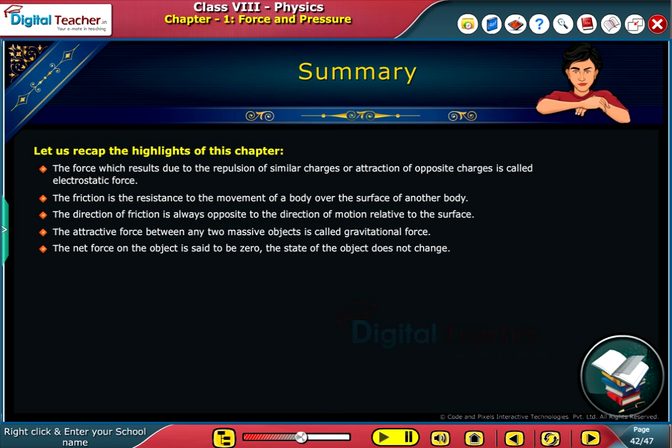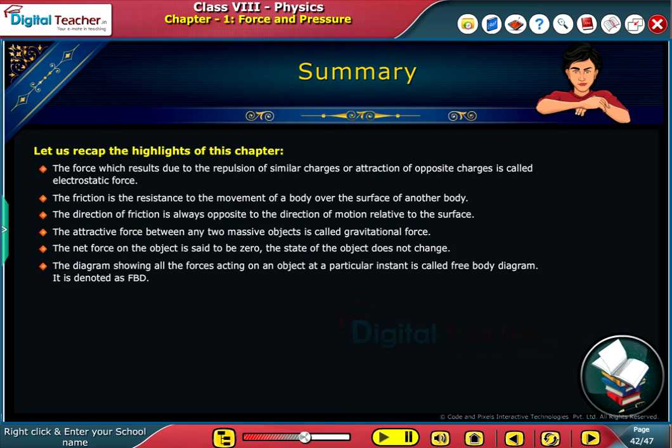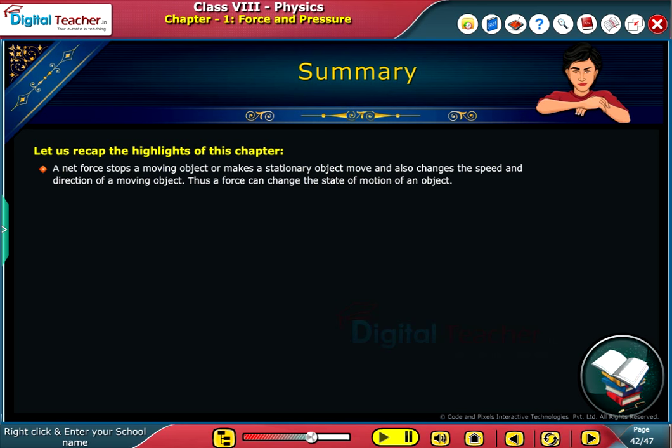The net force on the object is said to be zero. The state of the object does not change. The diagram showing all the forces acting on an object at a particular instant is called a free body diagram. It is denoted as FBD. A net force stops a moving object or makes a stationary object move and also changes the speed and direction of a moving object. Thus, a force can change the state of motion of an object.